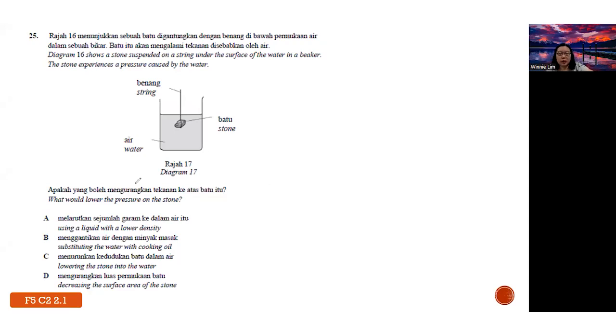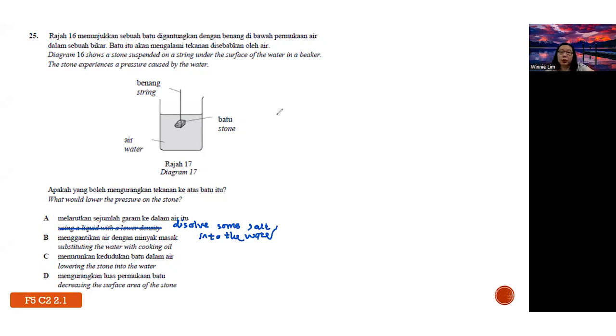Before we proceed, there is actually a slight mistake in the option of the answer, because the BM version and the English version are different. For A, basically the English version is wrong. It's supposed to follow the BM version: dissolve some salt into the water. Something like that. The rest are supposed to be the same already.